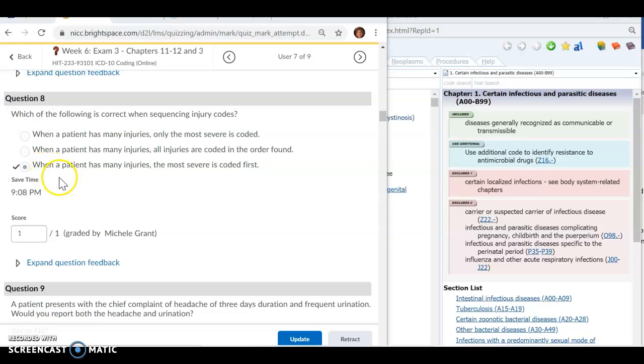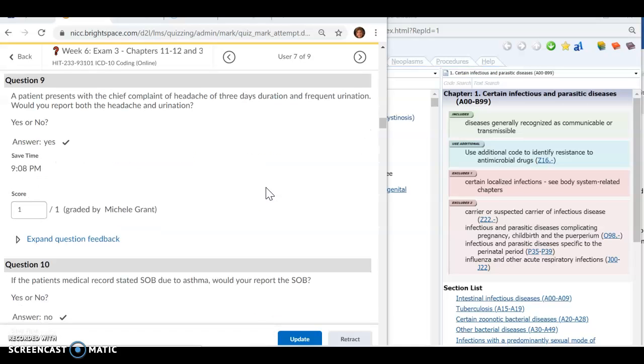Question 8. Which of the following is correct when sequencing injury codes? When a patient has many injuries, the most severe code is coded first. Okay. You don't code only the severe one, and you don't code them in the order they're found. So if a patient comes in with, let's say, lacerations, which you're going to have to code, but they have a fracture, let's say a fracture of the femur, that is more severe than your laceration. So that's why you need to list that first and then your laceration codes.